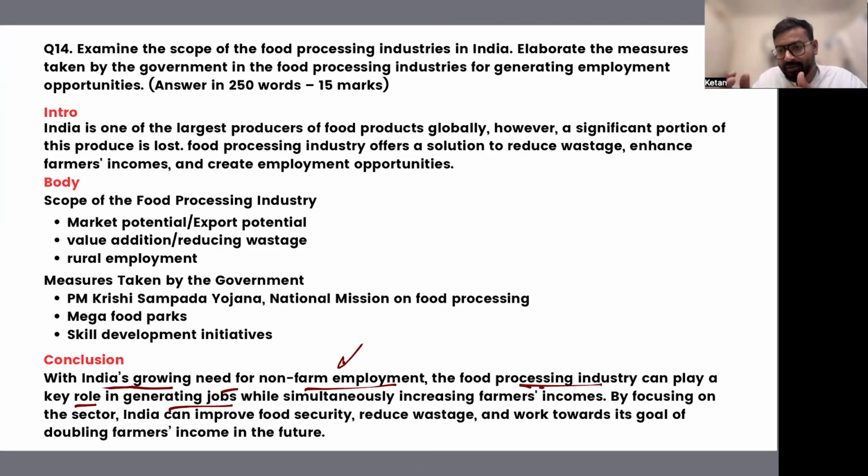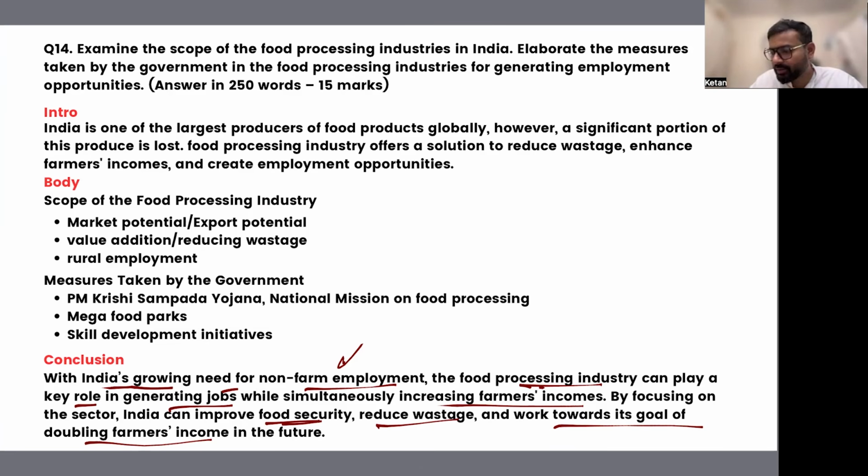And also very important because food processing lies at the intersection between the agricultural sector and the manufacturing sector, and is also very closely related to the rural economy. So therefore, it is even more important for creation of jobs in that area, and simultaneously also increases farmers' income. By focusing on the sector, India can improve food security, reduce wastage, and work towards its goal of doubling the farmers' income in the future. So these are the points you can talk about.